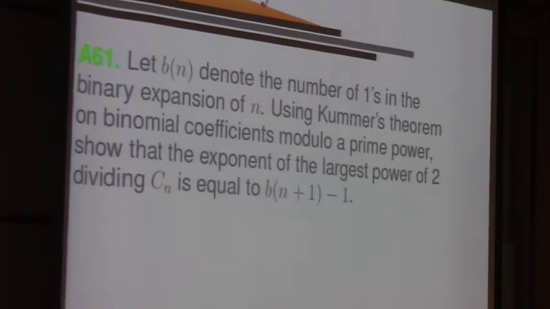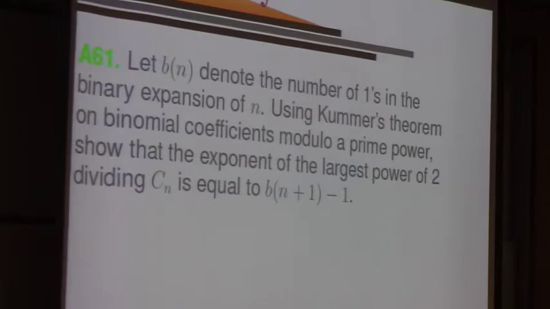Okay, so not much time left, but let's get away from the combinatorics of Catalan numbers and look a little bit at the number theory. I said there were 66 additional problems, which are these A problems. So A61, there's a standard result. If Bn is the number of ones in the binary expansion of n, Kummer's famous theorem on the largest power of a prime dividing a binomial coefficient: the largest power of a prime p dividing n choose k is the number of carries when we add k and n minus k in base p.